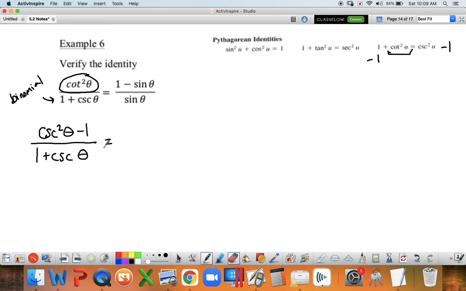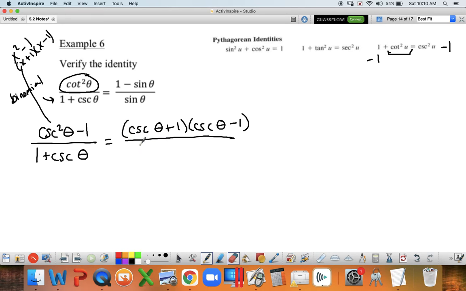Now, I don't know if you've realized this, but this is the difference of perfect squares. This can factor down as cosecant theta plus 1, cosecant theta minus 1, because this is basically the same thing as doing x squared minus 1, and how that can factor as x plus 1, x minus 1. So I've got that over 1 plus cosecant theta. Well, cosecant theta plus 1 and 1 plus cosecant theta are the exact same things. So the left-hand side has simplified down to cosecant theta minus 1.